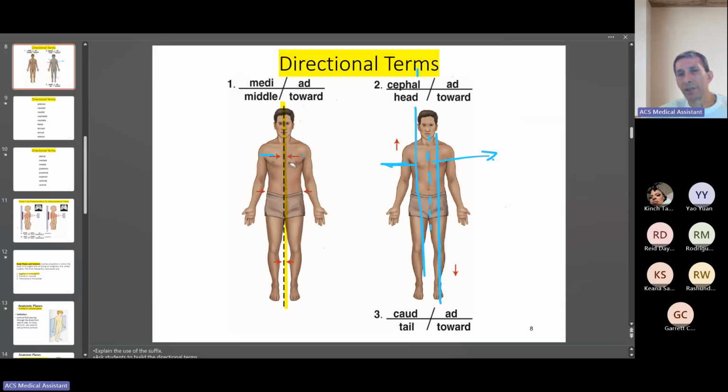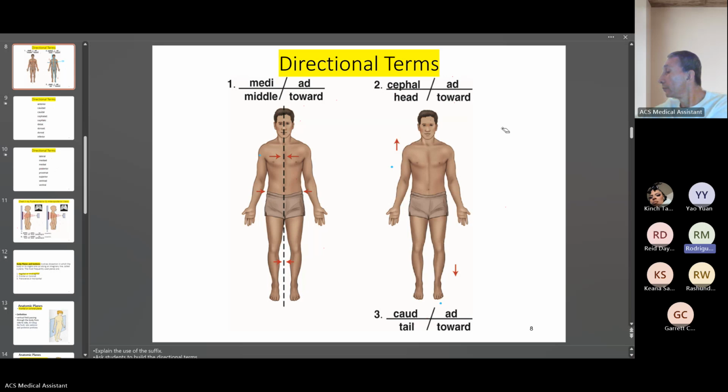Did you guys understand what I'm saying? The difference between sagittal and mid-sagittal? Yes? Hello? Yes, Mr. Hoyo? Yes. So, do you understand the difference between mid-sagittal and sagittal?